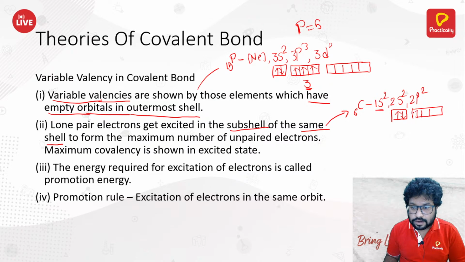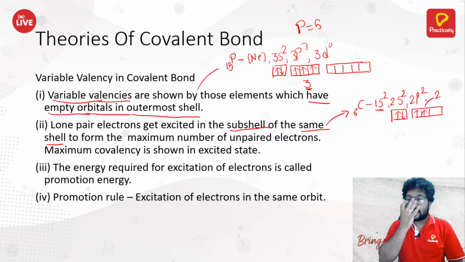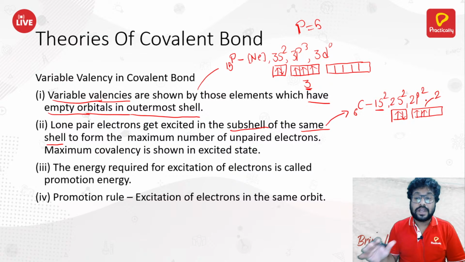So you have 2 electrons here, and your carbon is having 2 unpaired electrons here, right? You can see that here. But we know that carbon's valency is never 2. It is always 4. So how 4?